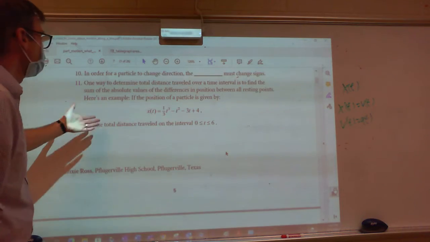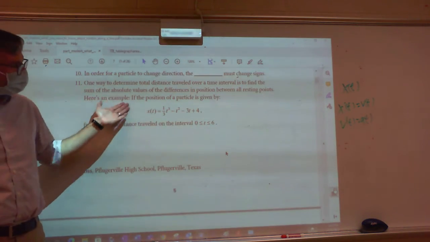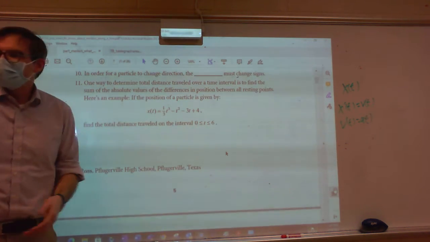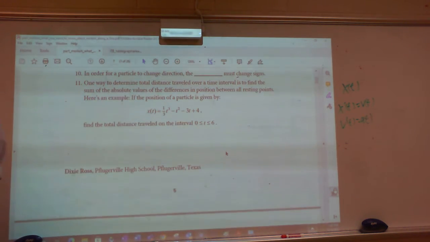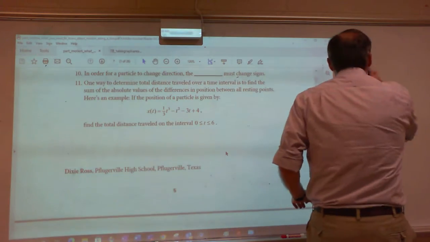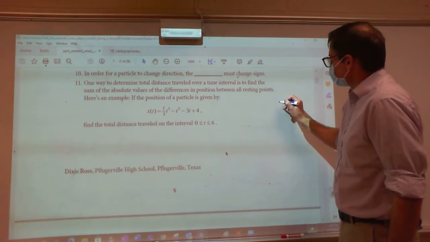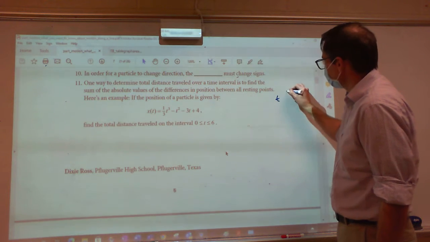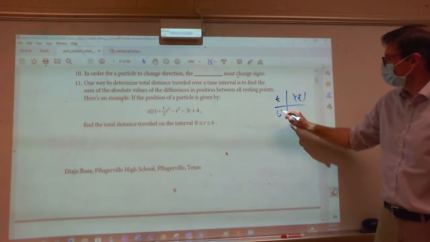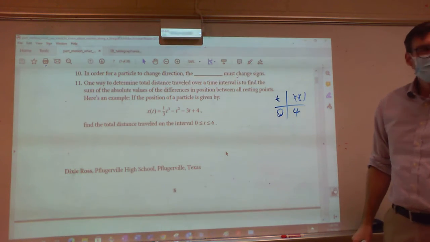All right, if the position is this, how do you find the total distance traveled on the interval? So let's revisit. How do we find our total distance traveled? Should we find out where we started? How do we find out where we started? Plug in 0. So here's my time and here's my position. I'm going to plug in 0, and boy, that was tough. What happens when you plug in 0? 4, right?